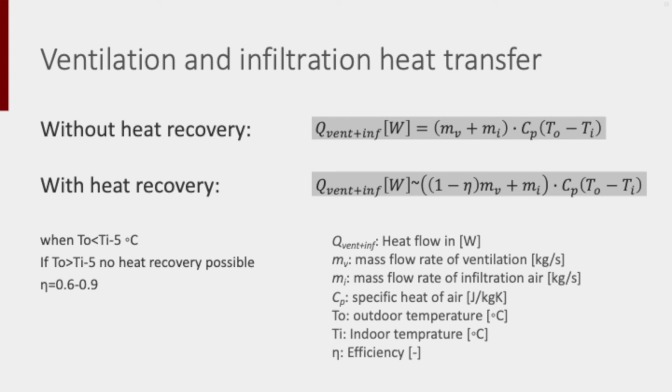You see that there is an efficiency term, eta, coming up. This eta is the efficiency of the heat recovery process. Generally, this lies between 0.6, which is very poor, and 0.9. This heat recovery only works if the temperature difference between indoor and outdoor air is higher than 2 to 5 degrees Celsius. In very good systems that you see nowadays, the difference around 2 degrees Celsius is enough.